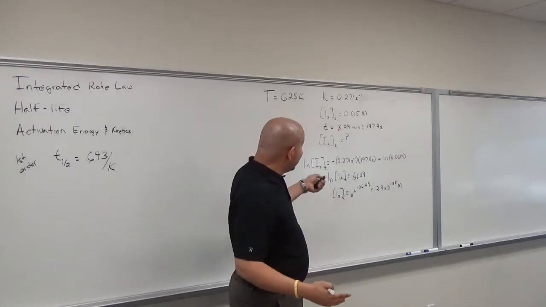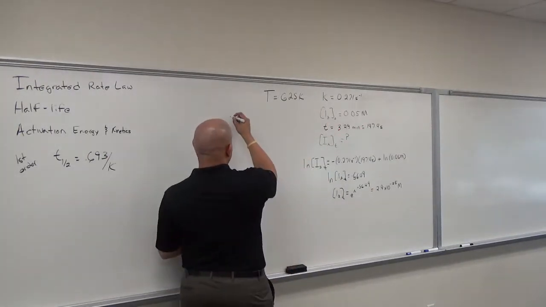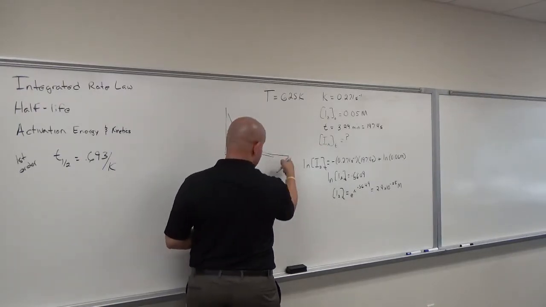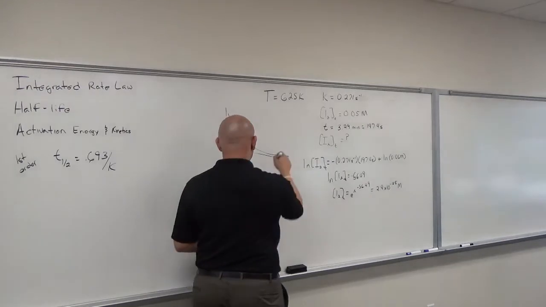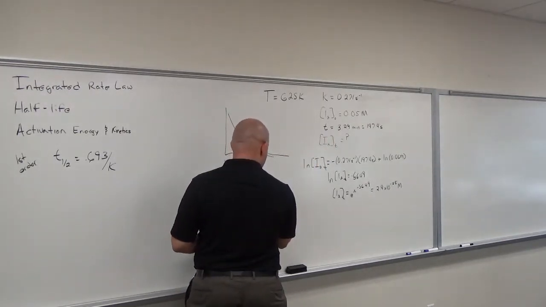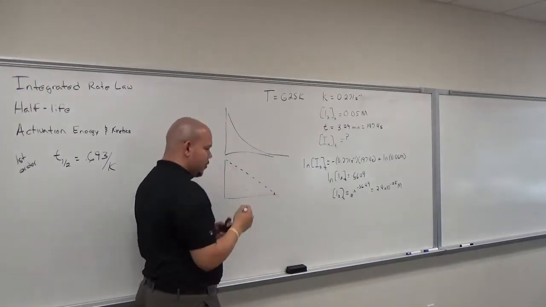So what this is saying is that if we looked at different parts of the plot, if we looked at the plot of concentration over time, we're way down here. And if we looked at the plot of this, we're way down here on the straight line. So that's what I'm saying.